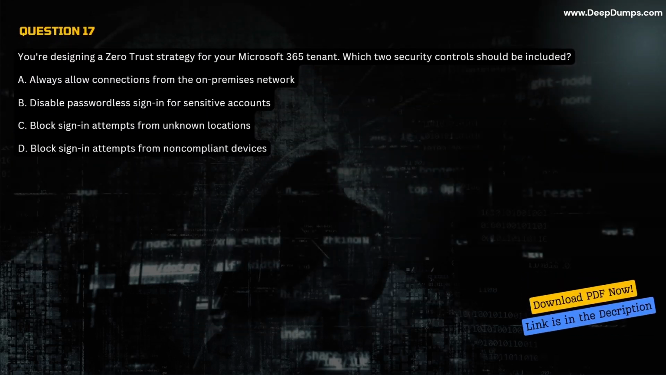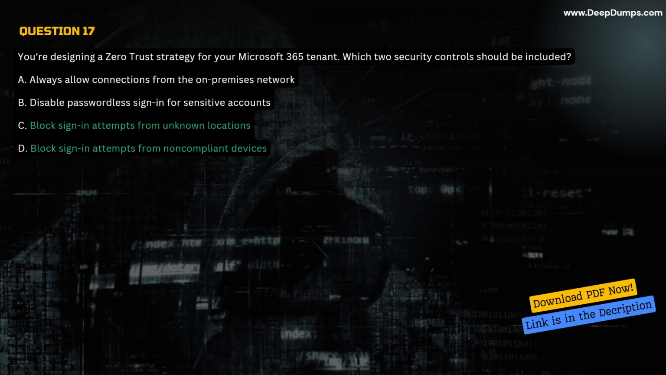Question 17. You're designing a zero trust strategy for your Microsoft 365 tenant. Which two security controls should be included? A. Always allow connections from the on-premises network. B. Disable passwordless sign-in for sensitive accounts. C. Block sign-in attempts from unknown locations. D. Block sign-in attempts from non-compliant devices.